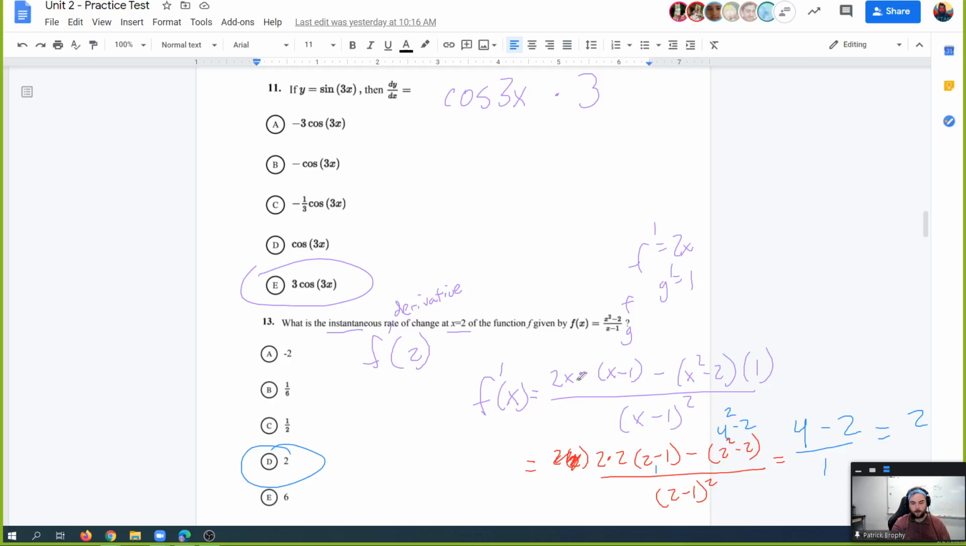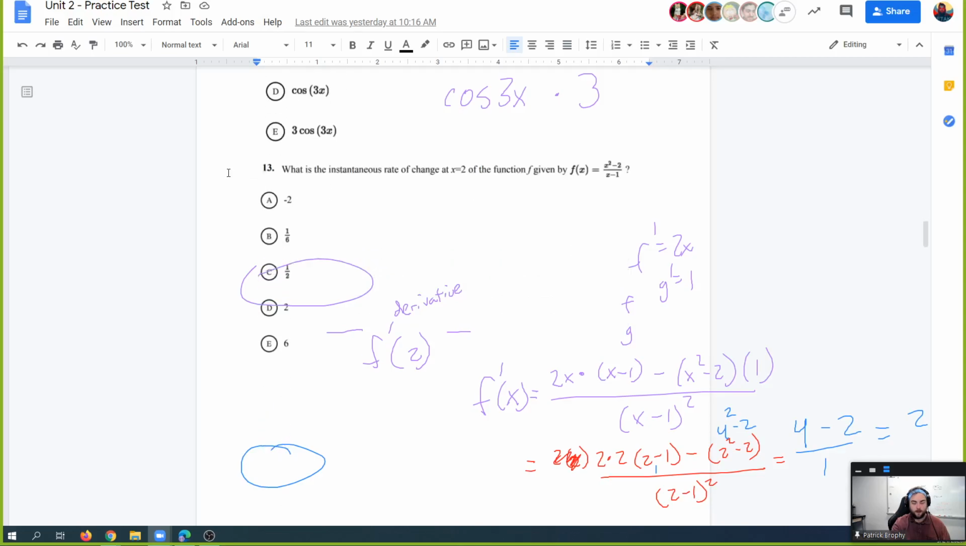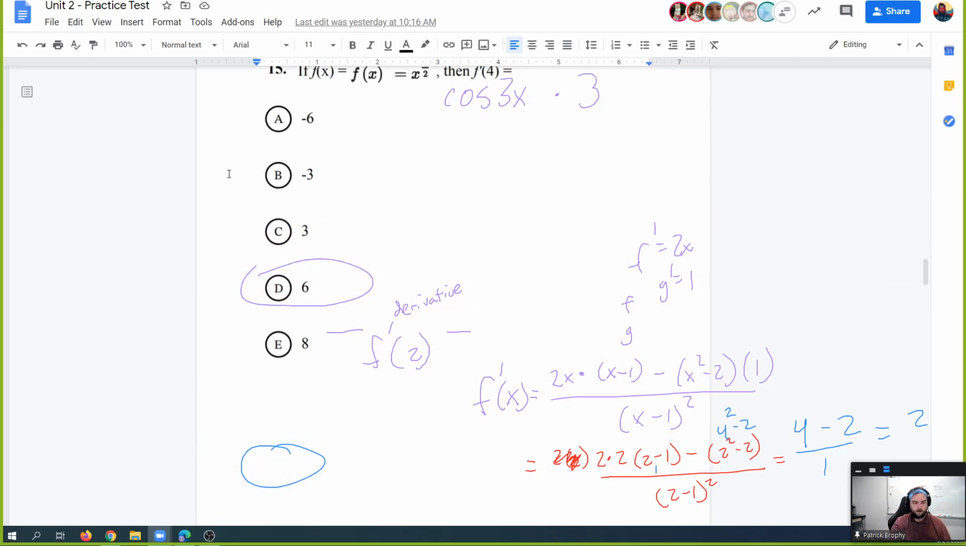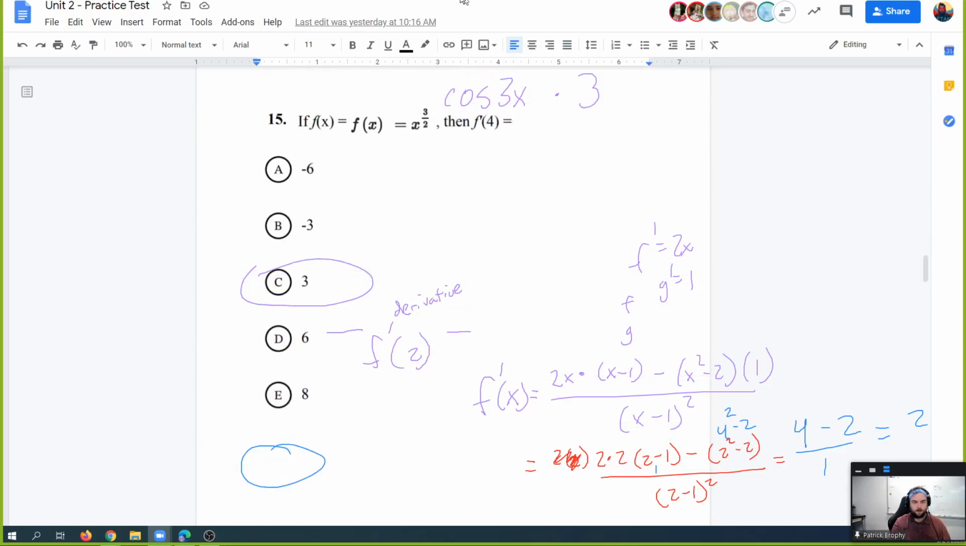Oh, yeah. I mean, you could simplify, if you want to distribute these in first, great. But usually I just like, after you derive, plug in, then clean it up. Moving on. 15.